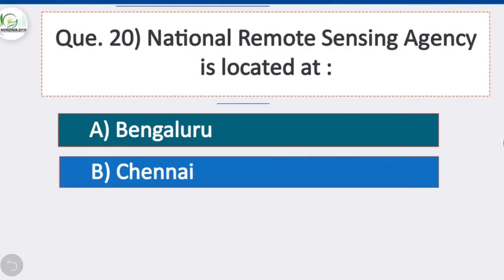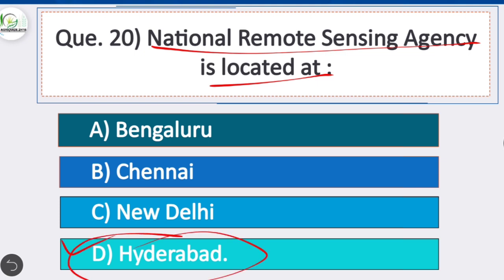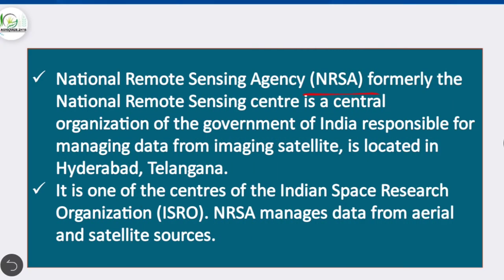Next question, question number 20. National Remote Sensing Agency is located at, option D is correct, Hyderabad. The National Remote Sensing Agency or NRSA, formerly the National Remote Sensing Center, is a central organization of the Government of India responsible for managing data from imaging satellites. It is located in Hyderabad, Telangana. It is one of the centers of the Indian Space Research Organization, that is ISRO. NRSA manages data from aerial and satellite sources.